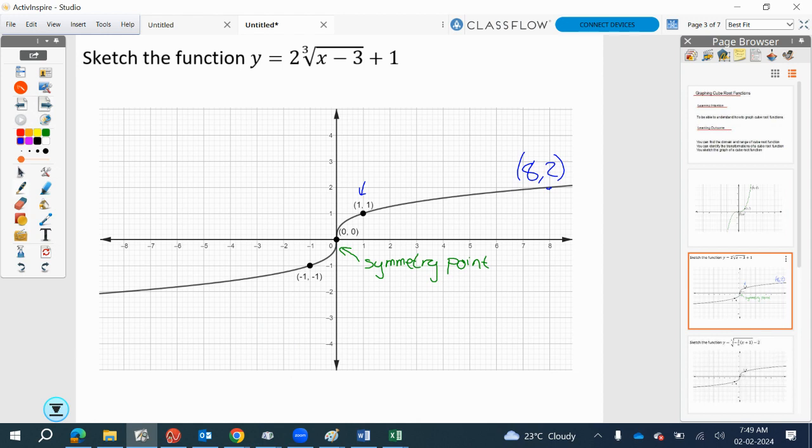Okay, so let's start off with our point. Our symmetry point is always going to be at h, k. So let's start off with that one. Where is h, k going to be? What is the value of h? 3. And k? 1. So it's going to be here. There's our symmetry point.